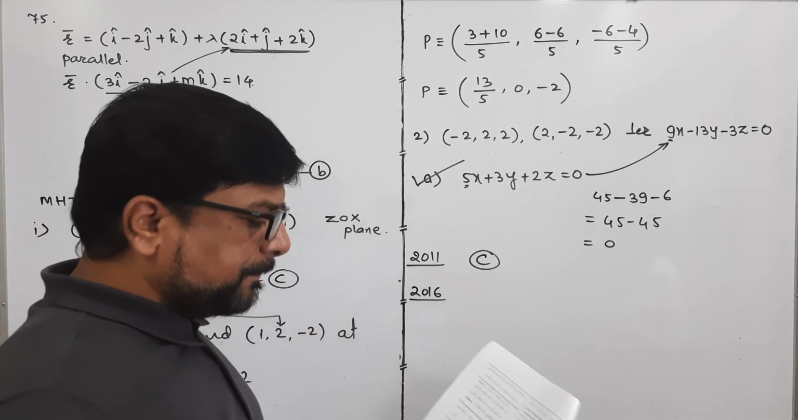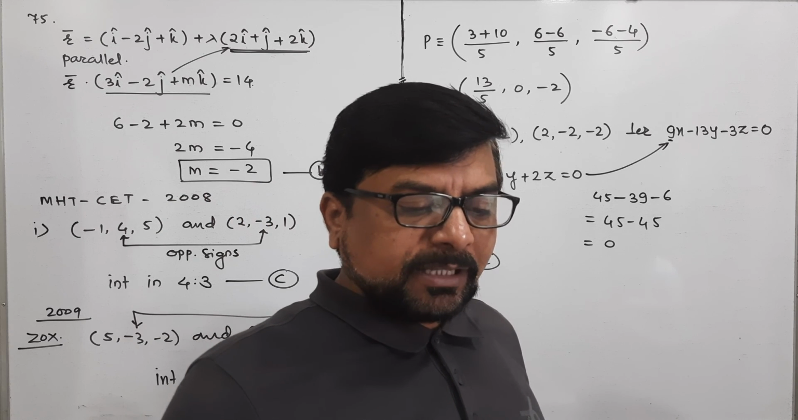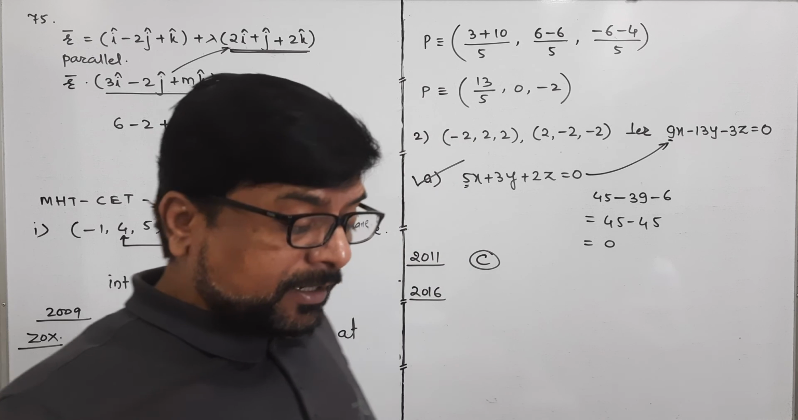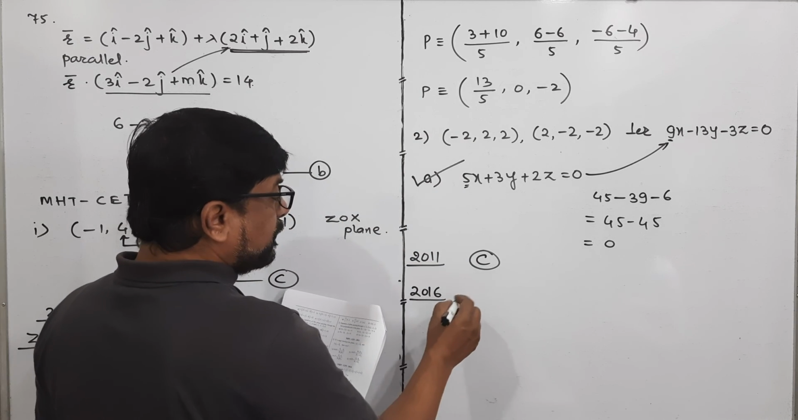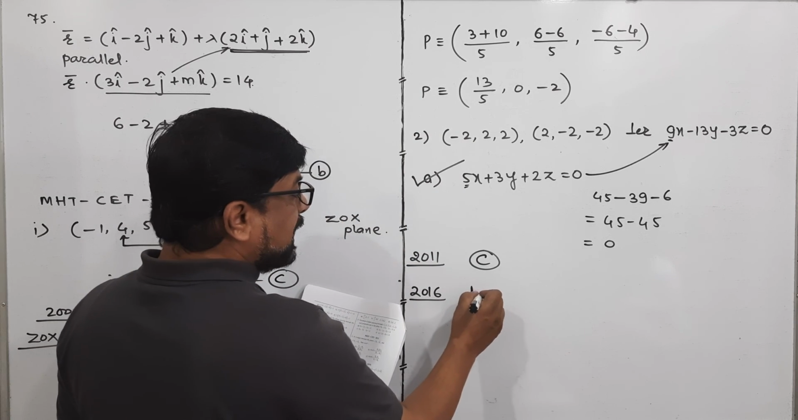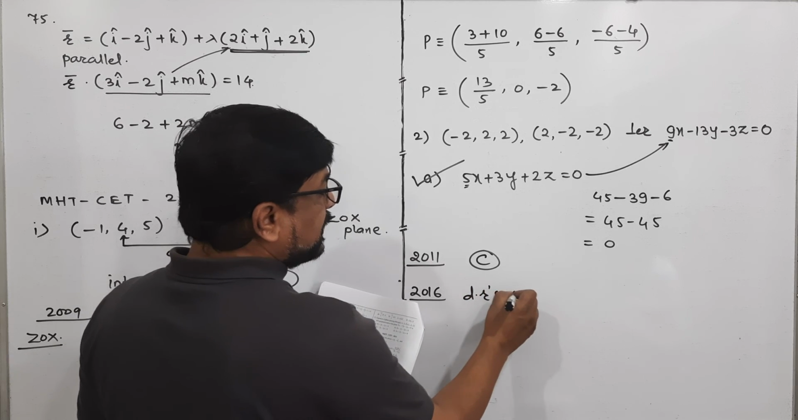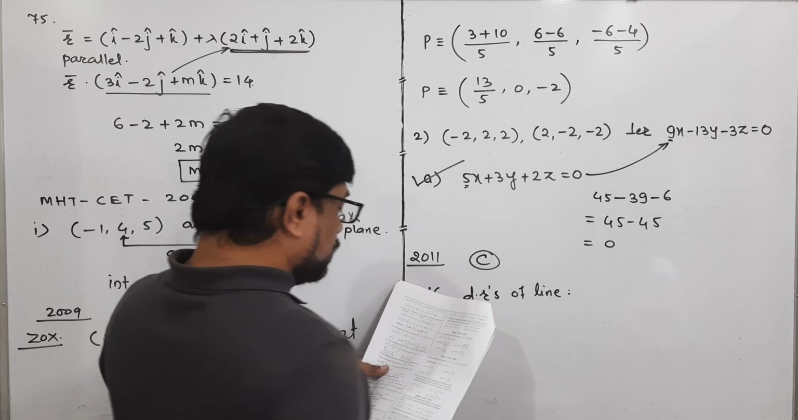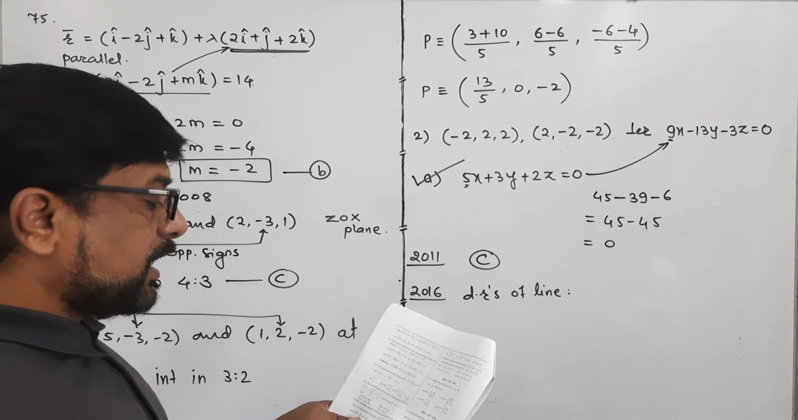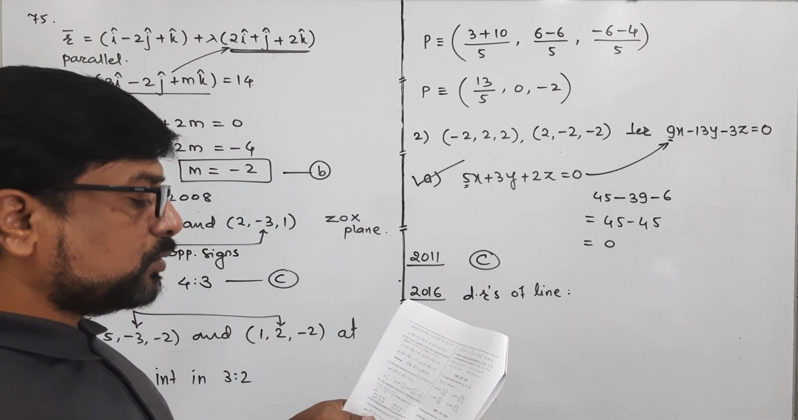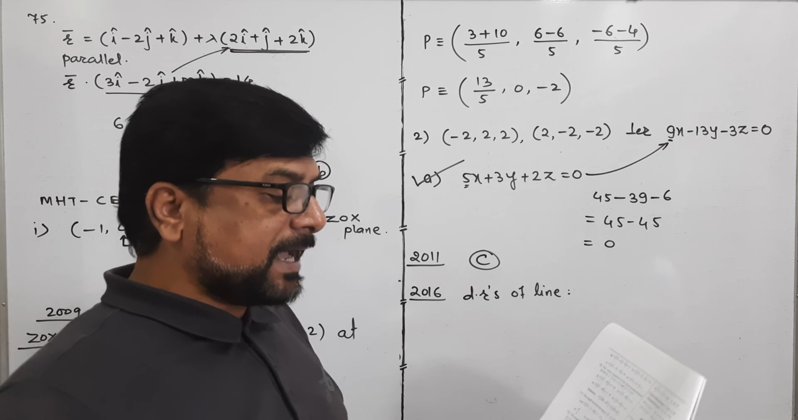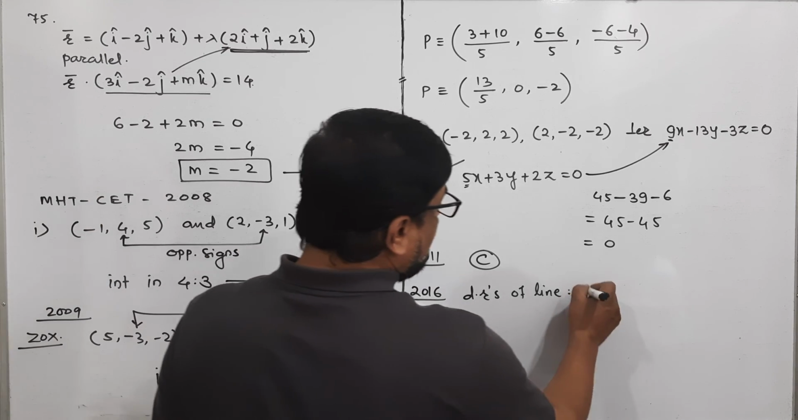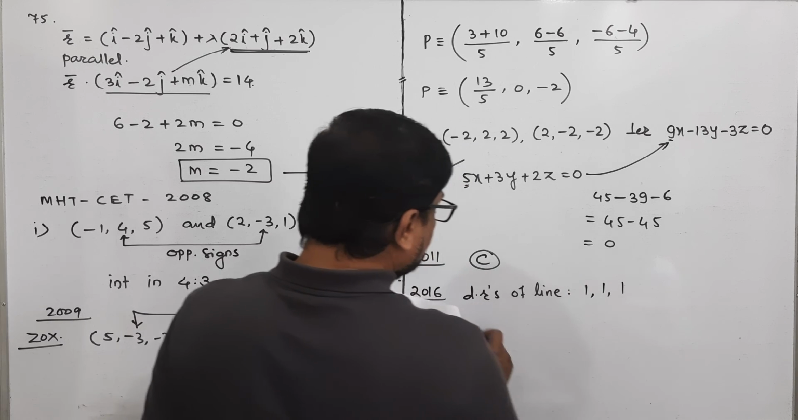2016 का क्वेश्चन देखिए. एक्यूट एंगल बिटवीन द लाइन एंड प्लेन. लाइन एंड प्लेन का जो एक्यूट एंगल है उसके लिए हमें साइन थीटा का फॉर्मूला यूज करना पड़ता है. पहले डायरेक्शन रेशियोज ऑफ लाइन फाइंड करेंगे. डायरेक्शन रेशियोज ऑफ लाइन आर, लुक एट दिस. Equation is given r vector is equal to i cap plus 2j cap plus k cap plus lambda into i plus j plus k. Means direction ratios are given 1, 1, 1.